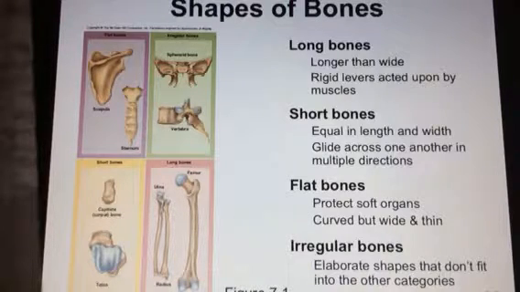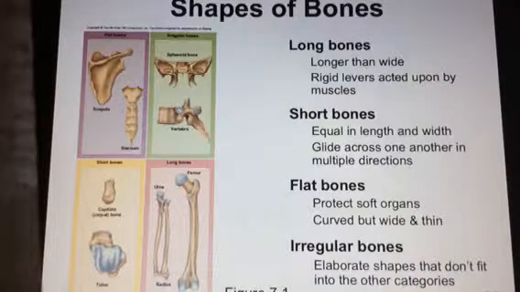So we can break up our bones into different shapes. We think of long bones as the first and foremost, but there's more. So long bones are classified as longer than wide. And when you're in the lab next week, you will be focusing on bones. Long bones are longer than wide, and they are rigid levers acted upon by muscles. So those long bones are where we see a lot of our limb movements.